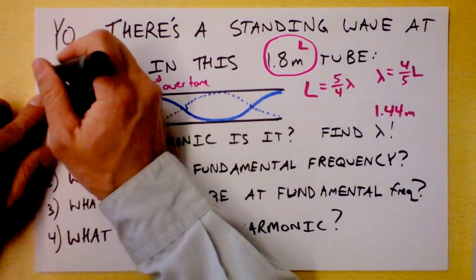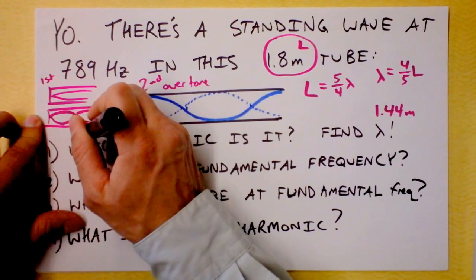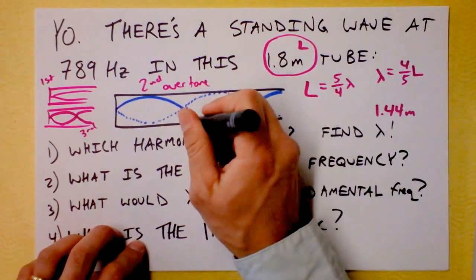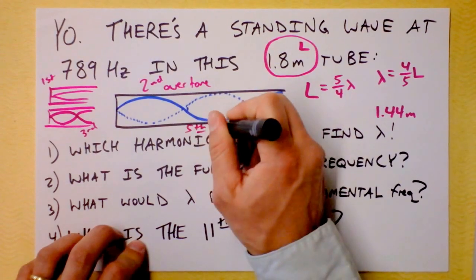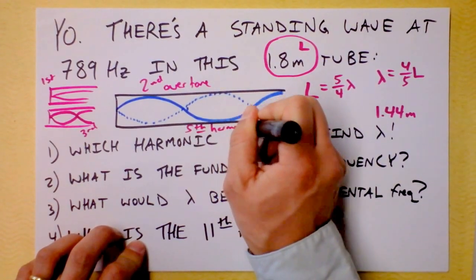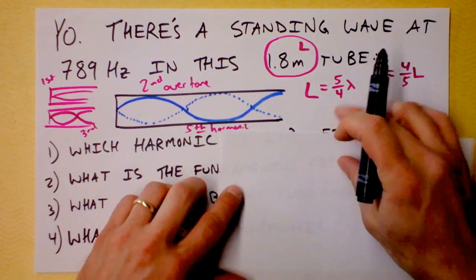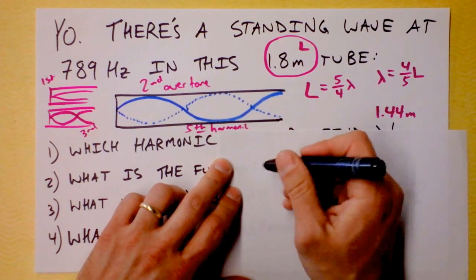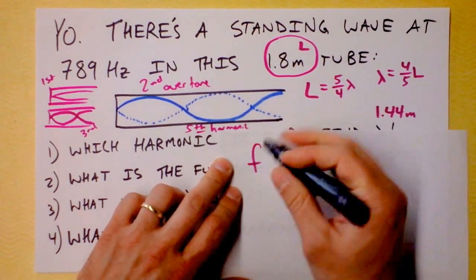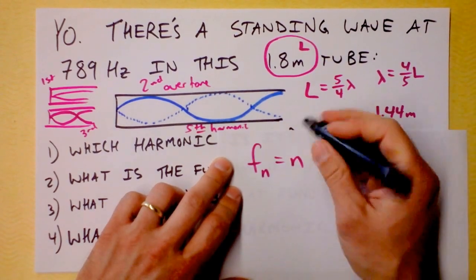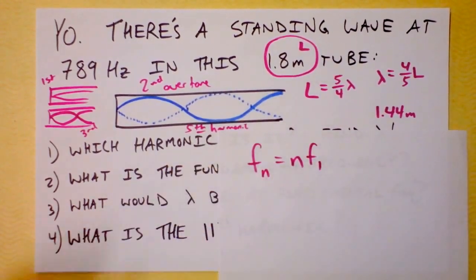What I know about this is it's the first harmonic, and this guy right here is the third harmonic, because these guys apparently only have odd harmonics. This guy right here is the fifth harmonic. So that means if we're using this equation, let's see if we can use this scrap of paper right here. The equation says that the frequency of the harmonic is the harmonic number times the fundamental frequency.